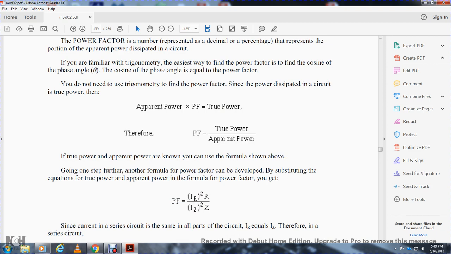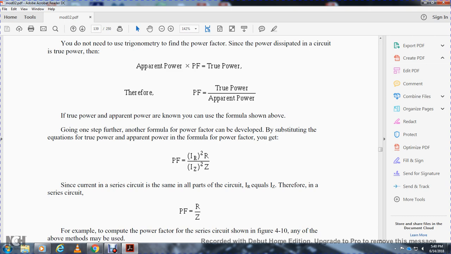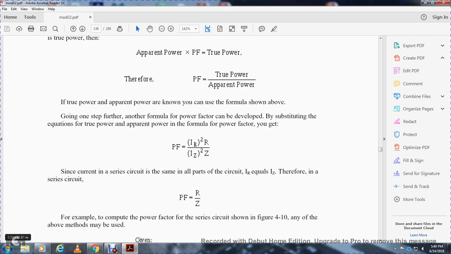You get power factor is equal to amperes, or current, squared times the resistance, over the amperes squared times the impedance. Since the current in series circuits is the same in all the parts of the circuit, the current in resistance and the current in impedance are the same, so in a series circuit, power factor is equal to ohms of resistance over the impedance.